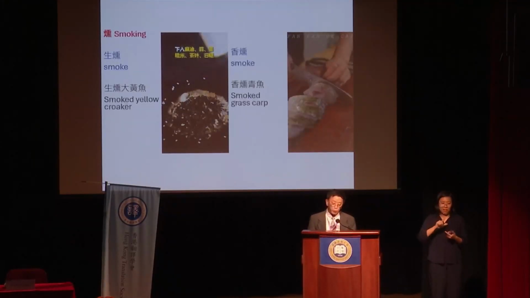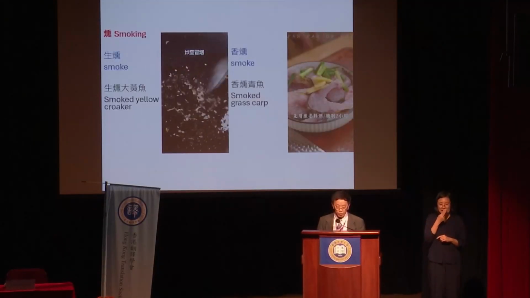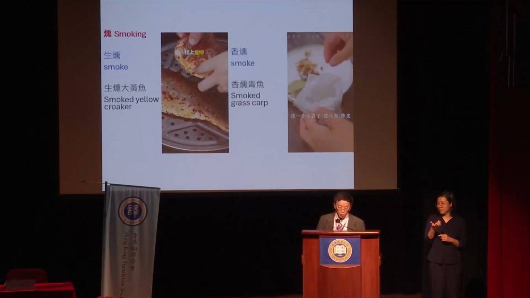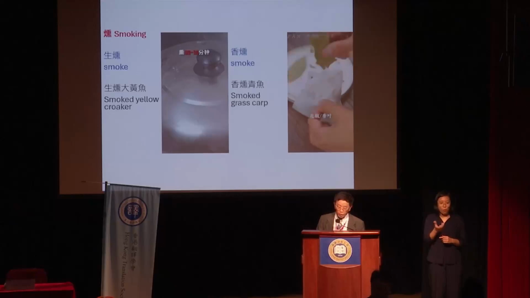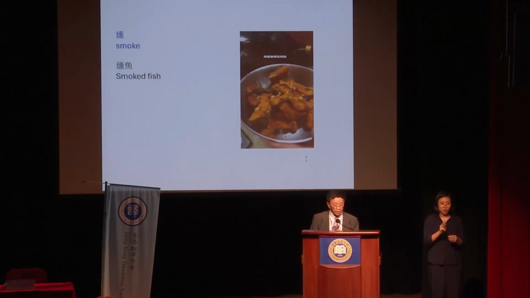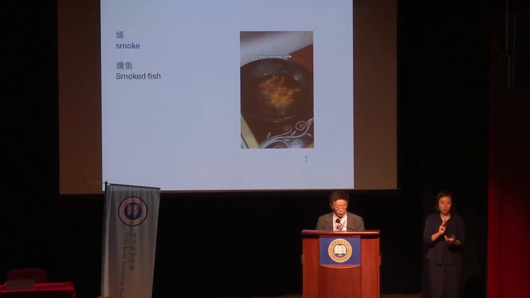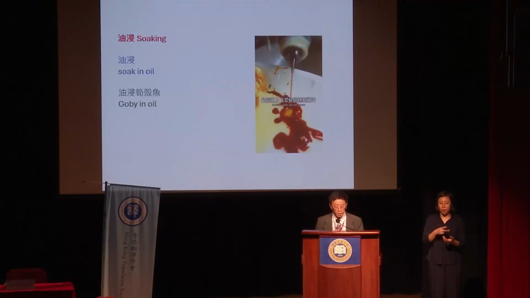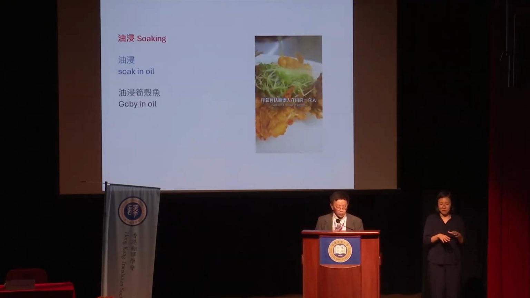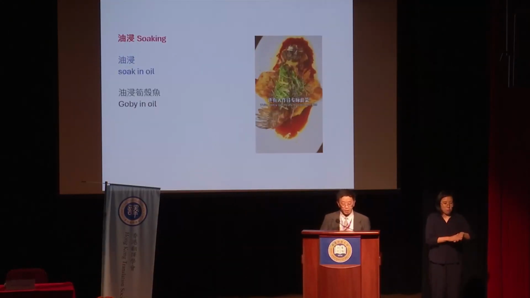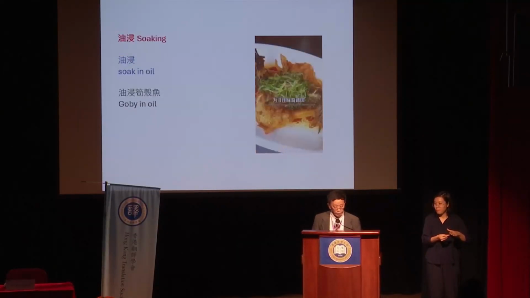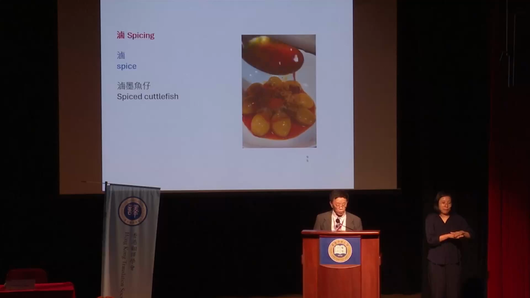And then we also do smoking. It can be smoked, you can have smoked yellow croaker. You can have smoke with something fragrant, 一颗香薰, and then you can also simply 熏鱼. And then sometimes you use some sauce or some oil to do the soaking, which means we often have this goby in oil, meaning 油蒸笋褐鱼, and so on.